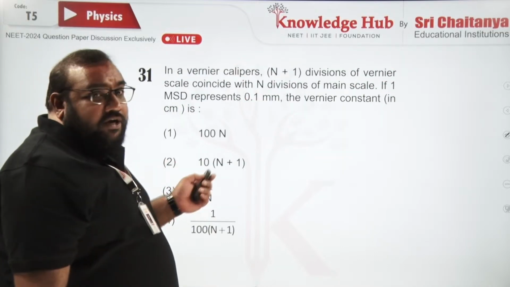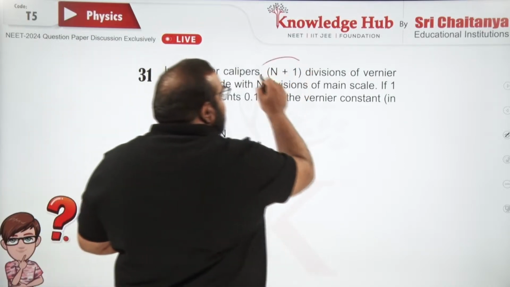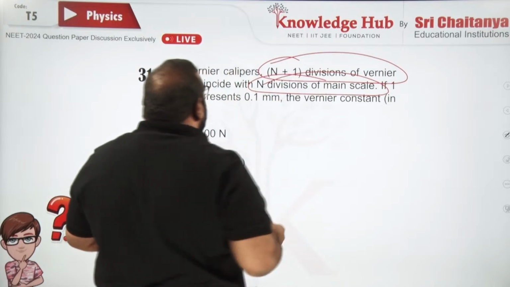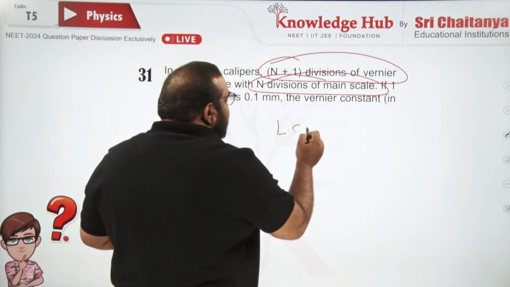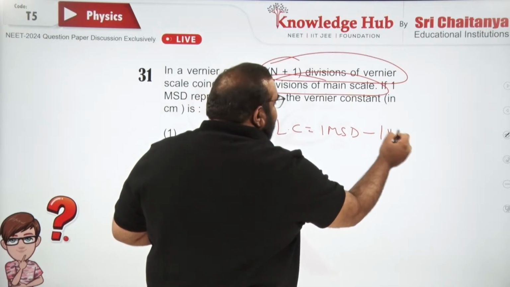And if we discuss the 31st question, in a vernier caliper, n plus 1 divisions of vernier scale coincide with n divisions of main scale. That formula substitution, least count is equal to 1 MSD minus 1 VSD.